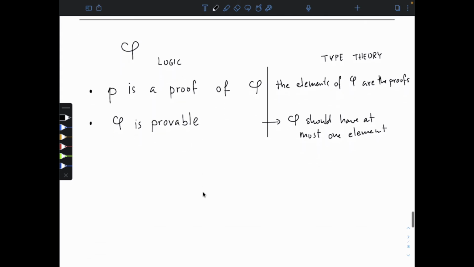Wait, I have a question. So yes. Shouldn't we have at least one element so that there is?